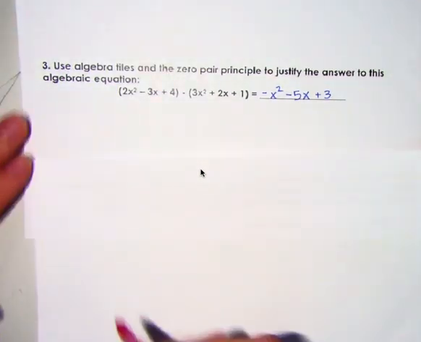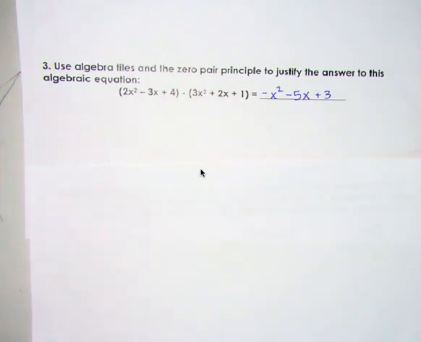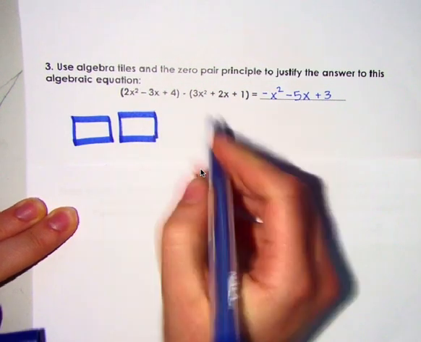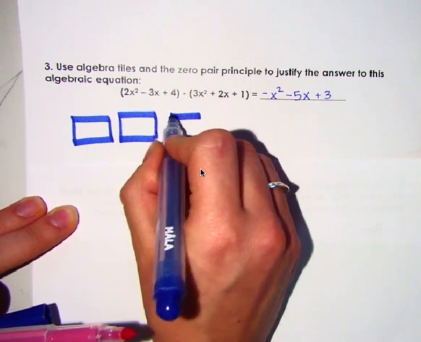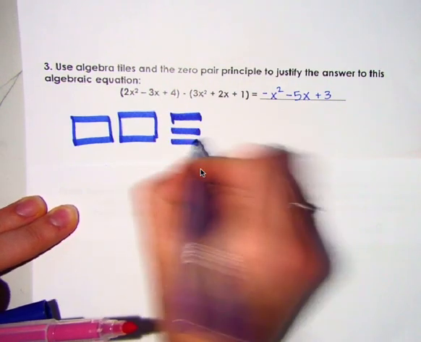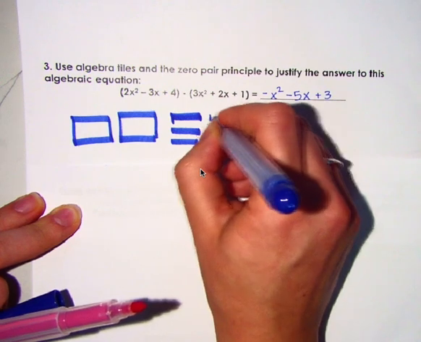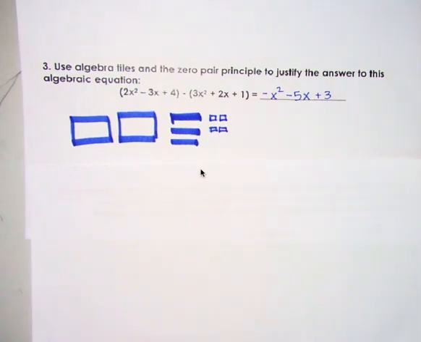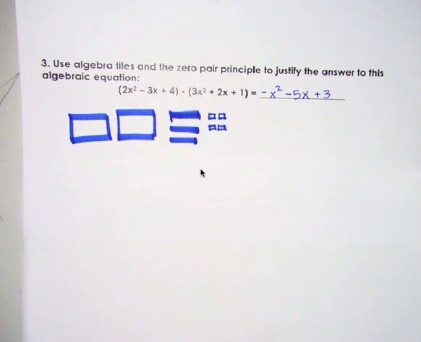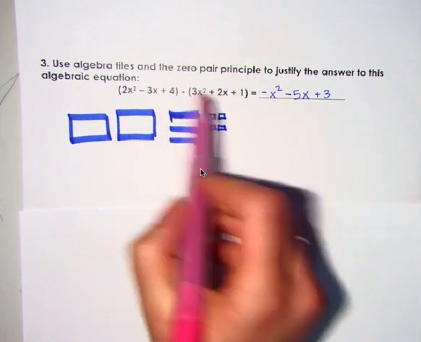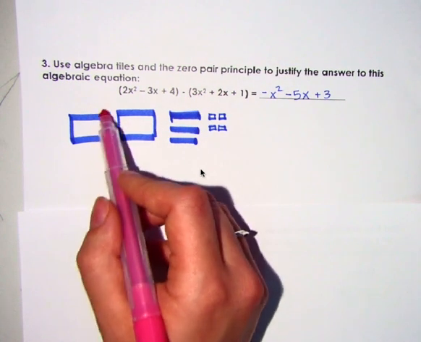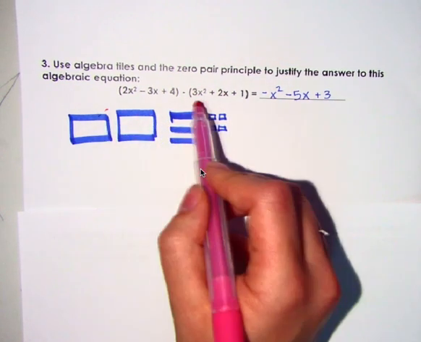All right, checking your work, you have 2 positive x squares, 1, 2. You have 3 negative x's, 1, 2, and 3. And you have 4 positive 1 tiles. All right, so you want to take away 3x squared, but you do not have 3 positive x squares to take away. You only have 2, okay? So you only can take away 2 right now.